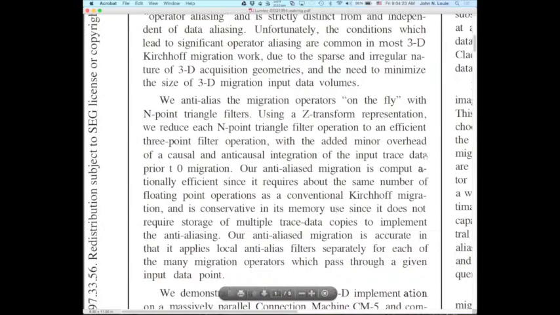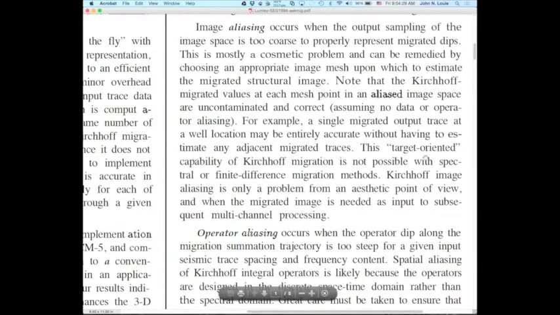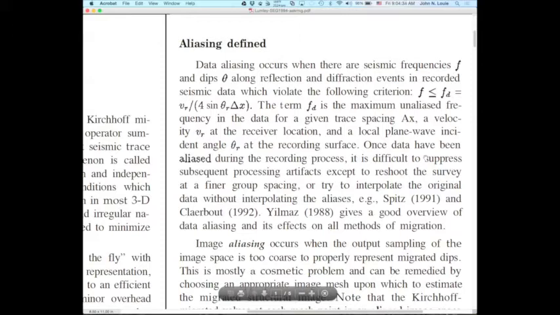Lumley starts off by explaining three different kinds of aliasing. There's data aliasing, there's image aliasing, and there's operator aliasing.